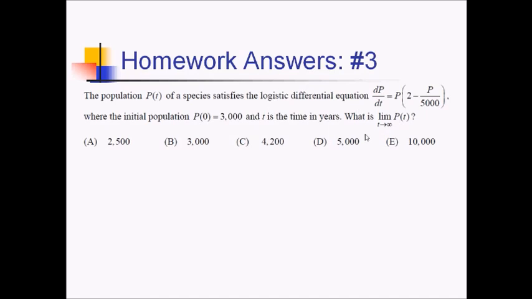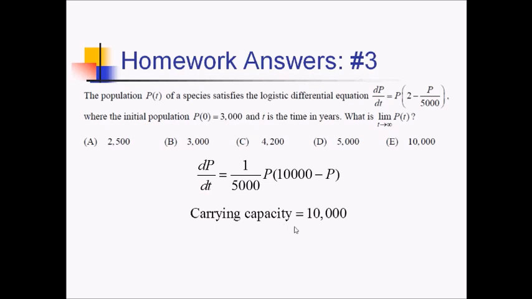But before we can find the carrying capacity, we want to put this in kP(M − P) form. It's almost in that form, but not quite, because we have P over 5,000 instead of just P over here. So I'm going to factor out a 1 over 5,000 from everything to get it in that form. So I'll have 1/5,000 P on the outside. And on the inside, 2 divided by 1/5,000, that's just 2 times 5,000, so 10,000 minus P. Now that means I have a carrying capacity of 10,000. So that means that we have E for our answer choice.